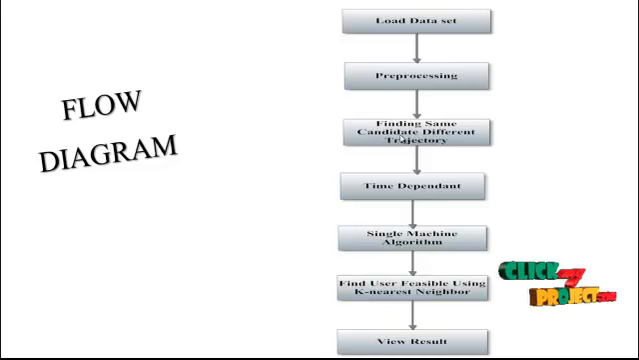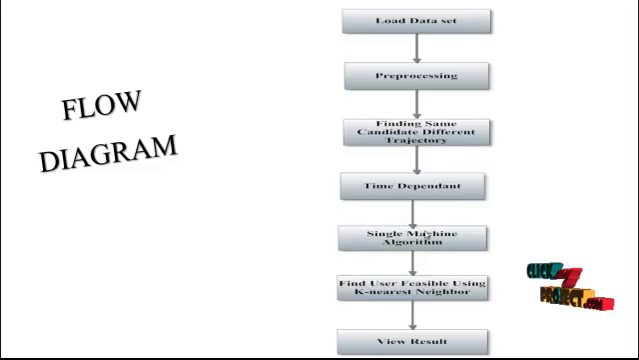Next one is finding the same candidate and different trajectory. We have many trajectories in our dataset. Trajectory means we are traveling from one place to another place. These places have our trajectory. And next one is the time dependent. Time dependent is based on the user selected trajectory. The user selects the starting and ending trajectory, and we find the minimum time between the two travel trajectories.